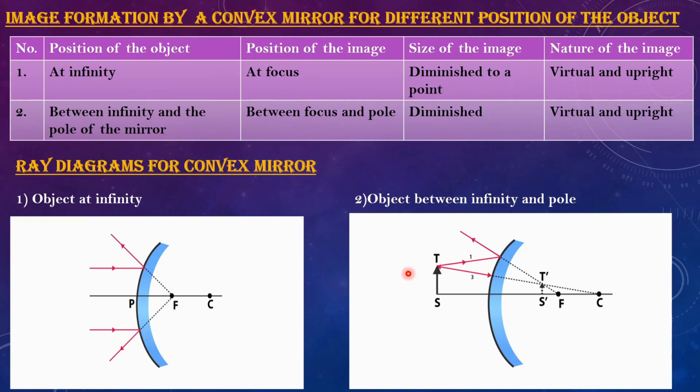Similarly, when the position of the object is between infinity and the pole of the mirror, the position of the image will be formed between focus and pole, and the size of the image will be diminished. This is the image formed at the backside of the mirror, which is virtual and upright.